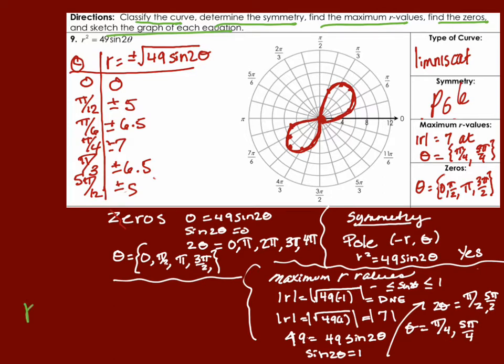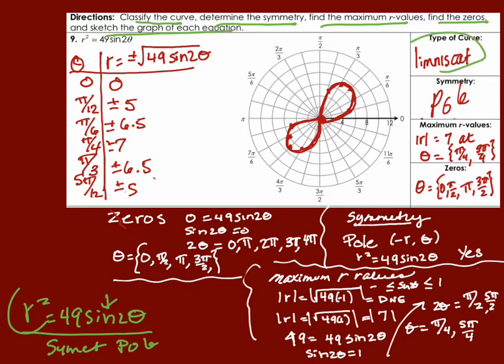So we have r squared equals 49 sine 2 theta. So that is a lemniscate, because it's got the r squared and a sine theta. We know these are symmetric to the pole if it's a sine. So I already know that it's a lemniscate and it's symmetric to the pole. All right, so there's my symmetry.